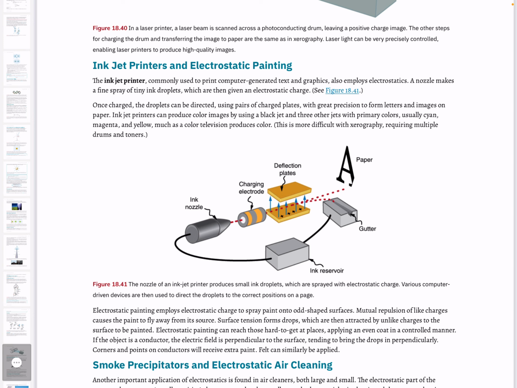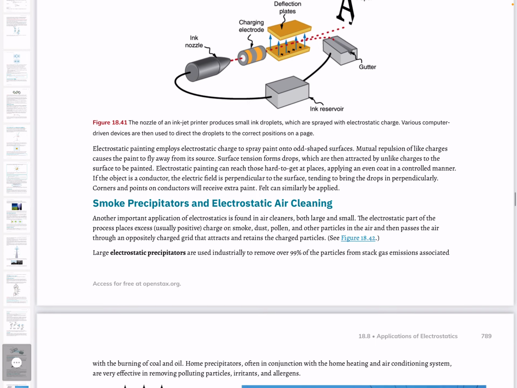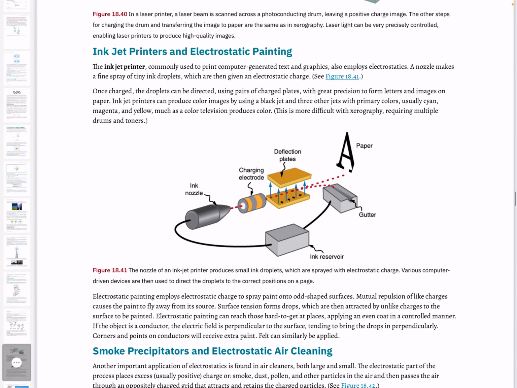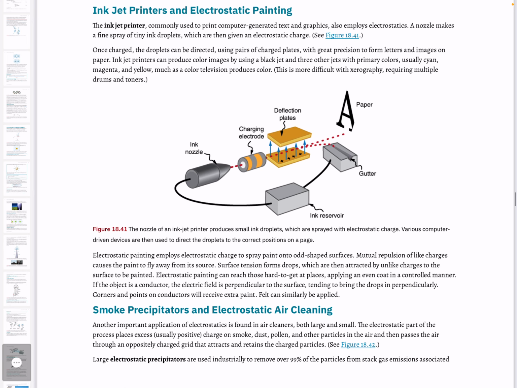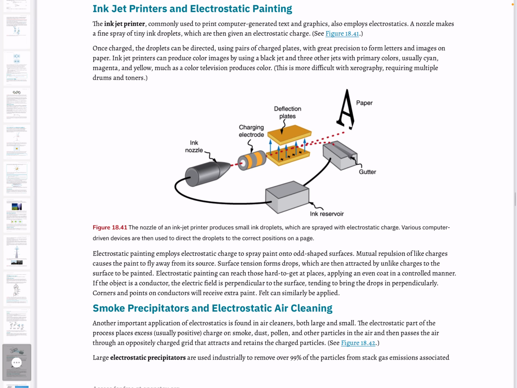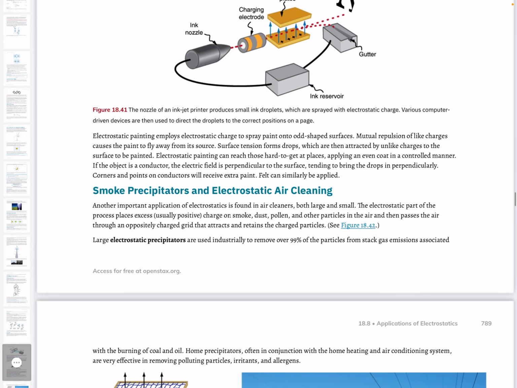So they call it an inkjet printer because you're shooting it out in a jet. It gets charged as it goes through the deflection plates and then hits your paper. And once it hits the paper, it just kind of sticks there. You have to let it dry. I don't know if they heat that one up. So that's an inkjet printer, and that's how that works. Electrostatic painting, you can do the same thing.